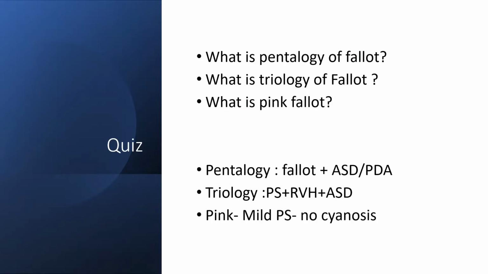So pentalogy is a Fallot plus one more lesion, most often ASD, sometimes a PDA. So you can have a Fallot's anatomy along with an ASD additionally, or a PDA. That's what you call a pentalogy. A trilogy is PS plus RVH with ASD. So PS with RVH is the main thing, and when you have an ASD on the side, that's what you call a trilogy. And a pink Fallot is what I told you as acyanotic Fallot, where the PS is mild. Remember, as long as you ensure pulmonary blood flow, cyanosis will be less.